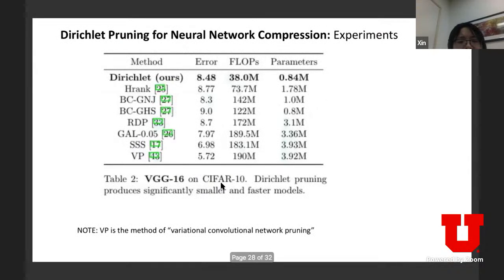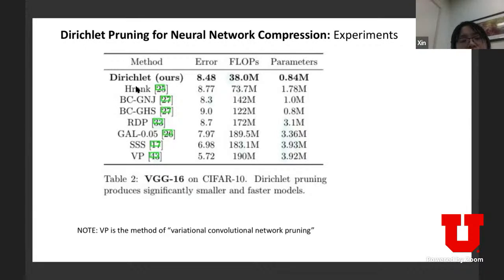Yeah, they have a comparison. In this one, VP means variational convolution network pruning, and the Dirichlet is the current one. It has already become state of the art, but the error is not small enough. The error is larger, but the network can prune many more parameters. What's the error? It's the test prediction error in percentage. Okay, so it's much worse than VP.